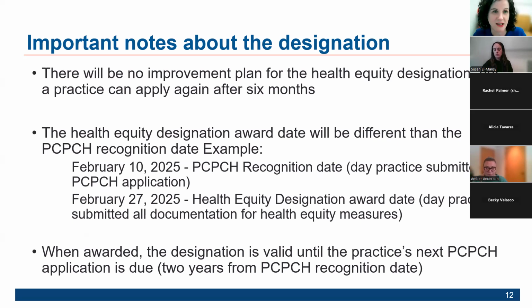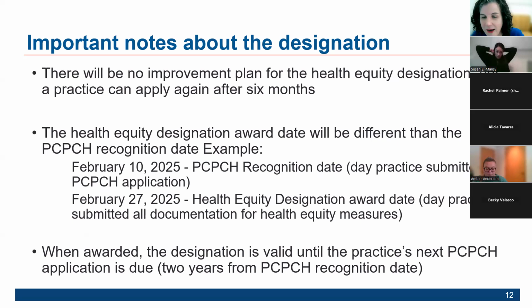And that's the process with our PCPCH application as well. So you can apply again in 6 months. So you can work on those things. I'm sure our team would be willing to give you some high-level feedback on why you didn't get it. And you can work on that and apply again in 6 months. So that's how that process is going to go.